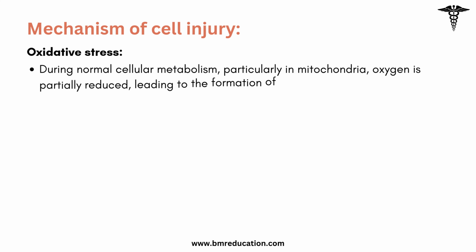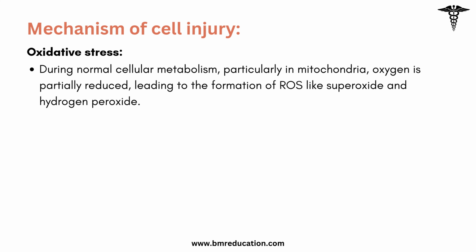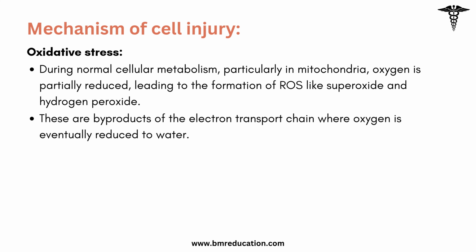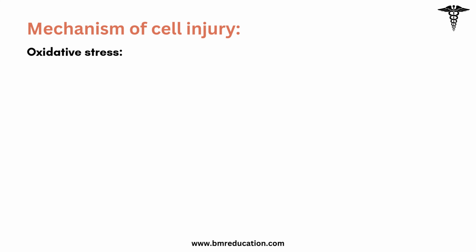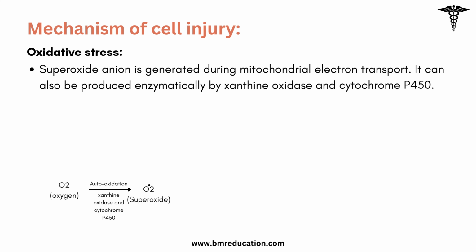During normal cellular metabolism, particularly in mitochondria, oxygen is partially reduced, leading to the formation of reactive oxygen species like superoxide and hydrogen peroxide. These are byproducts of the electron transport chain, where oxygen is eventually reduced to water. The superoxide anion is generated during mitochondrial electron transport. It can also be produced enzymatically by xanthine oxidase and cytochrome P450.